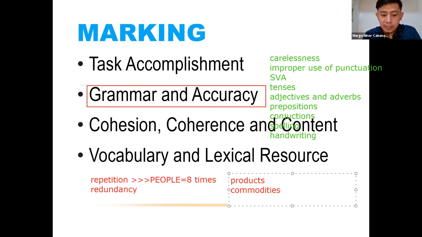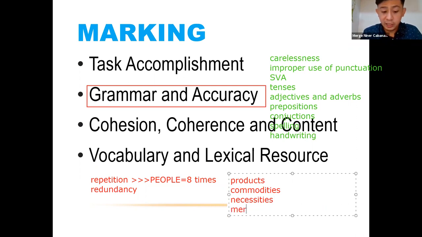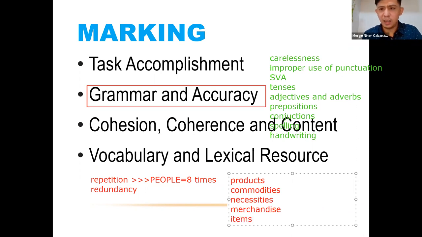We also use them as necessities. Okay, we can also use the words merchandise or items. Let's say food items, those are products, okay? So basically you have to know synonyms of the words. And if you don't know synonyms, my suggestion so that you avoid repetition is that you describe the word, okay?